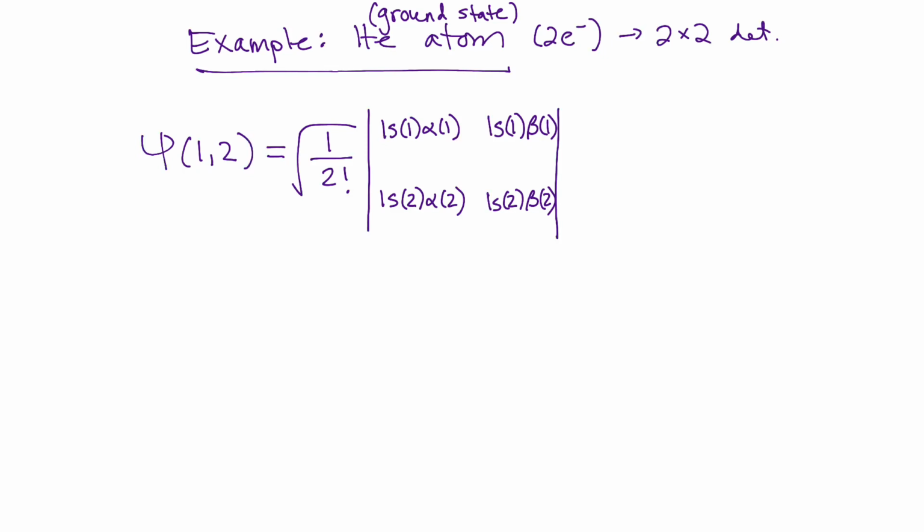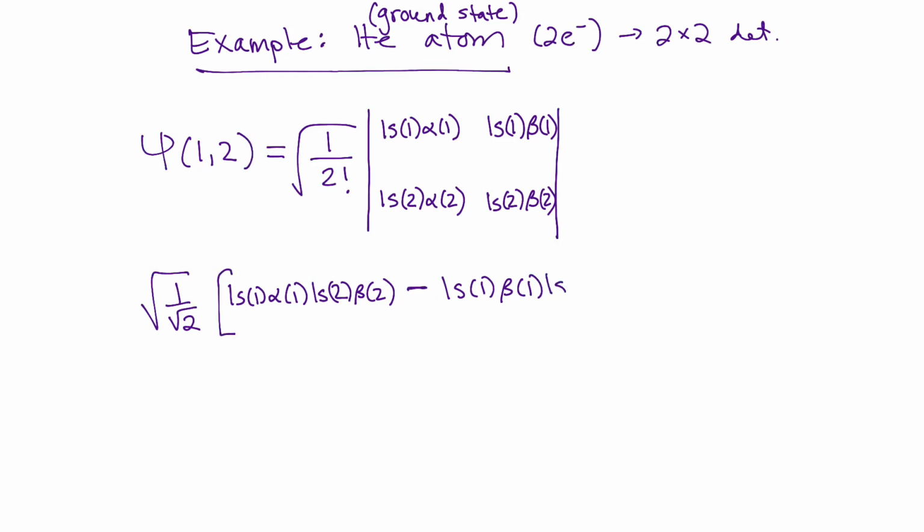So we will have, don't forget your normalization constant, 1 over the square root of 2 for this situation. And then we take our cross term. So we end up with 1s1 alpha 1 times 1s2 beta 2 minus these ones, those cross terms. So then we get 1s1 beta 1, 1s2 alpha 2.